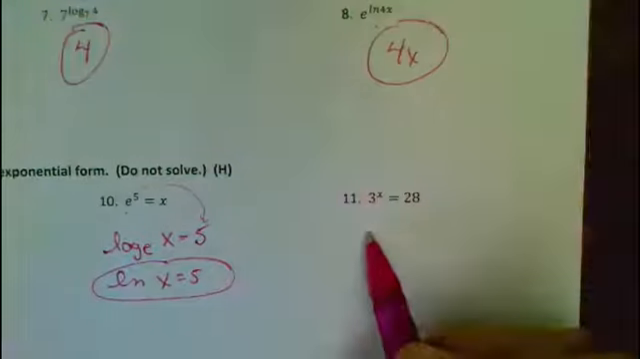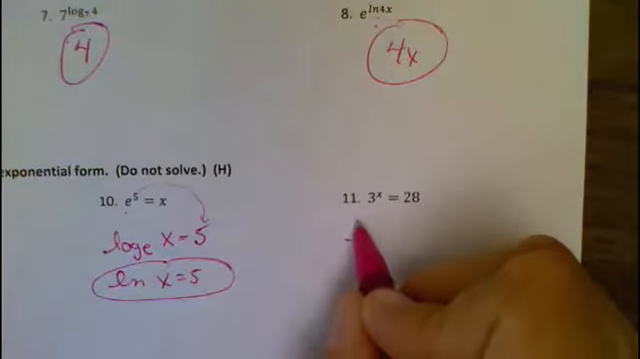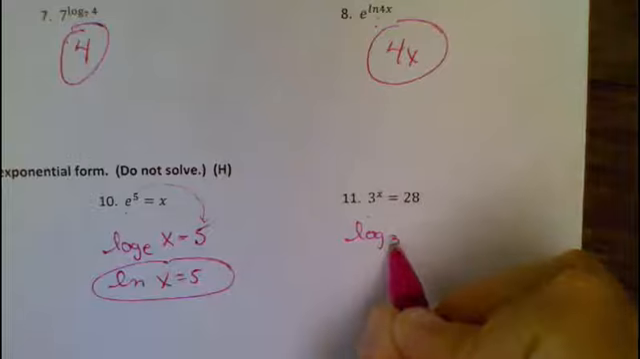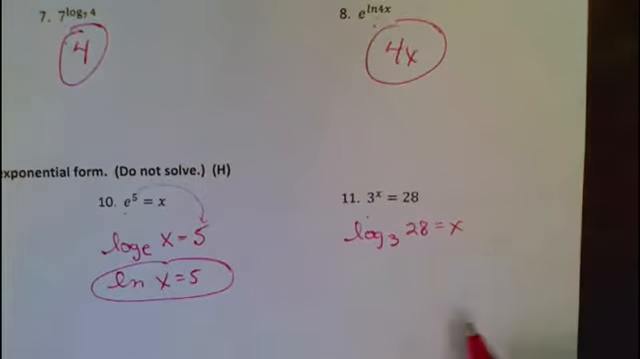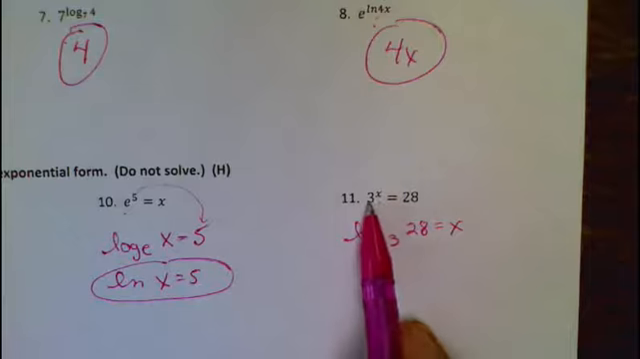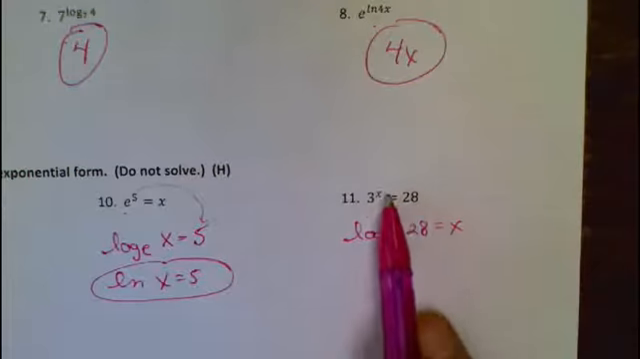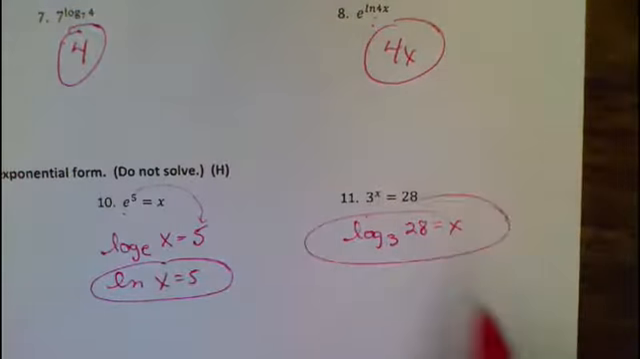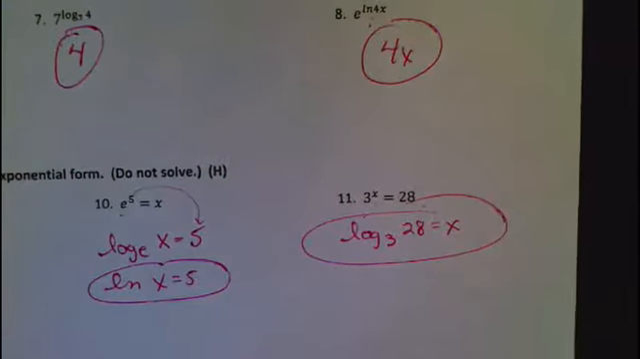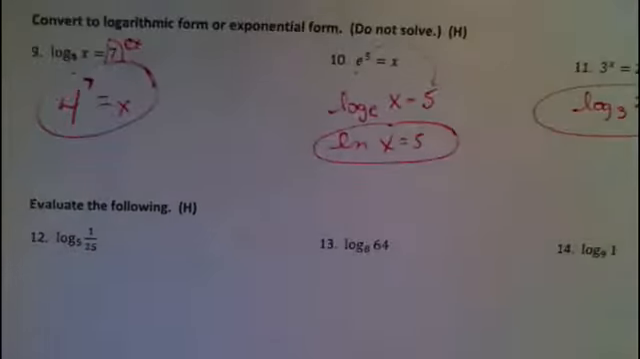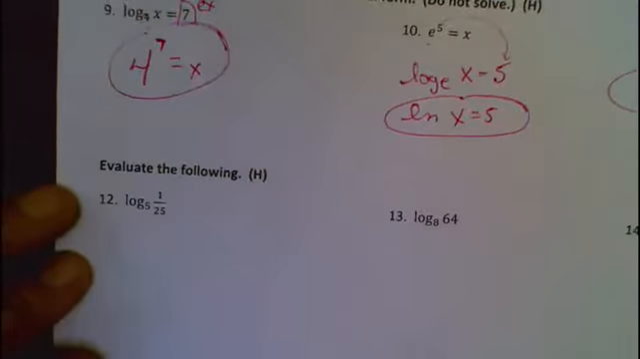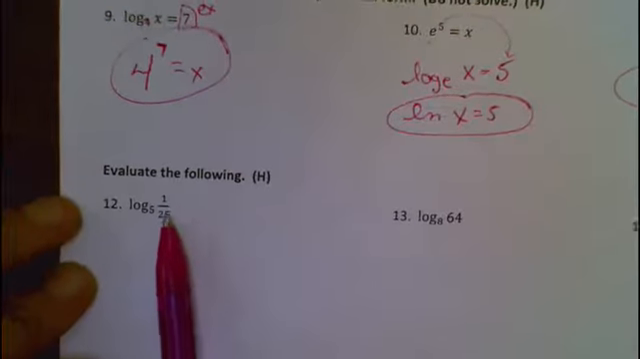And again, here this is an exponential. We'll put it log base 3 of 28 equals my exponent. So the logarithm equals the exponent. Log base 3 of 28 equals x. And that's all you have to do. This is non-calculator. You're not solving it. You're just coming up with the different form. All right, and then number 12 through 14 is evaluating the logarithm.